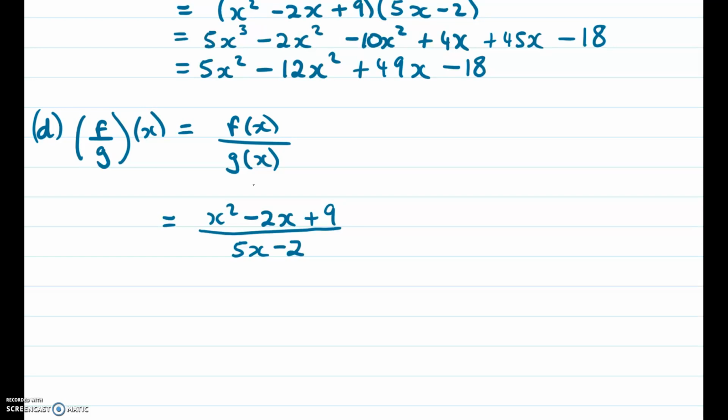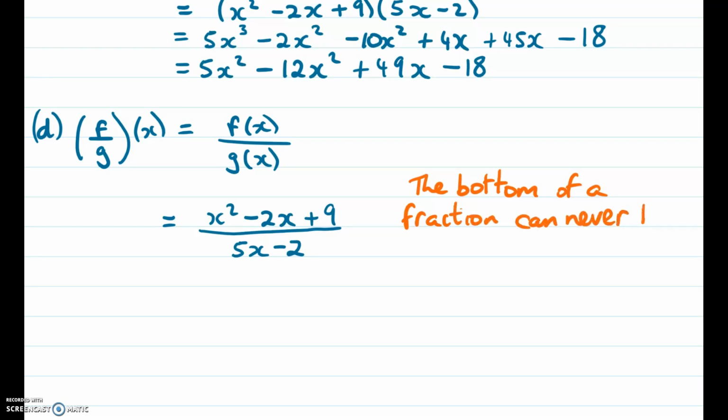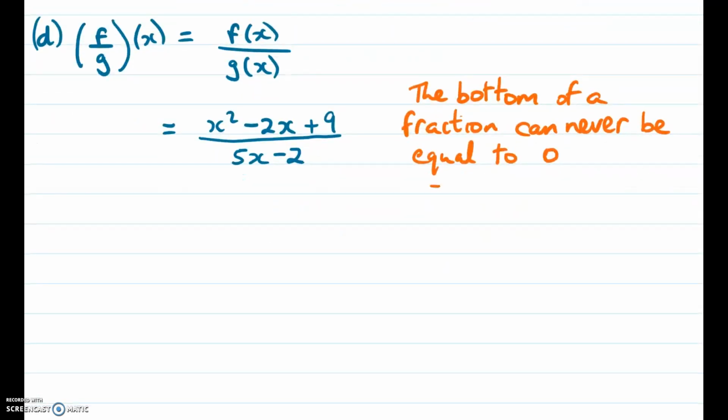Well, the bottom of the fraction can never be 0. The bottom of any fraction can never be 0. So we have to make that a consideration. Okay? The bottom of a fraction can never be equal to 0. So therefore, 5x minus 2 cannot be equal to 0.